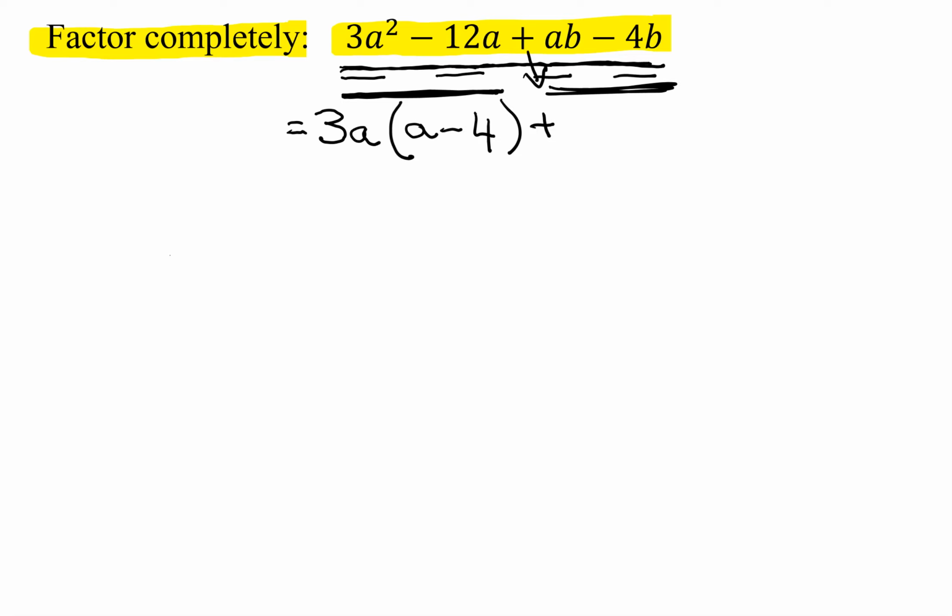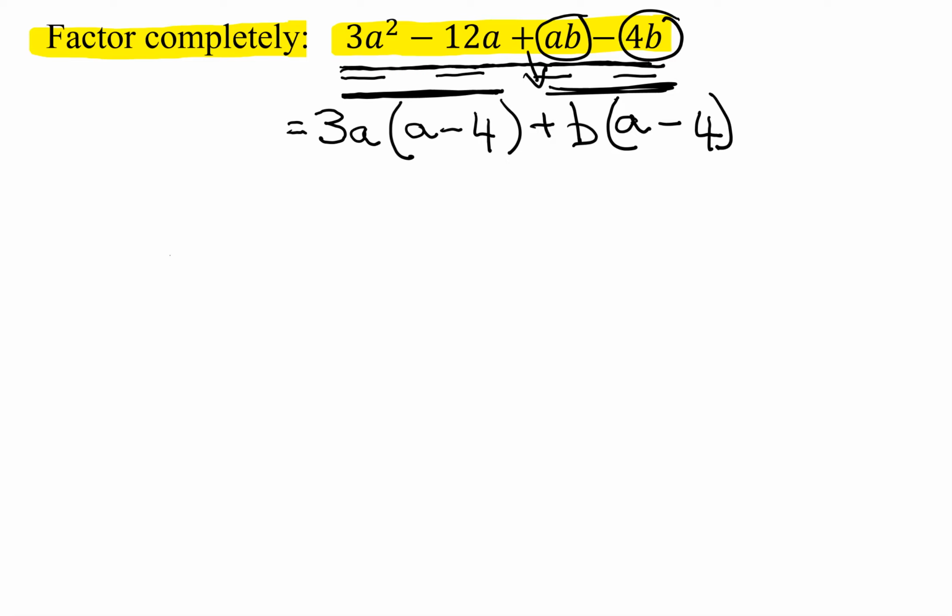And now let's look at the last 2 terms. What do they have in common? I think the only thing they have in common is a b. So if I pull a b out of this first term here, it's going to leave me with a minus, pull a b out of here, it's going to give me a minus 4.